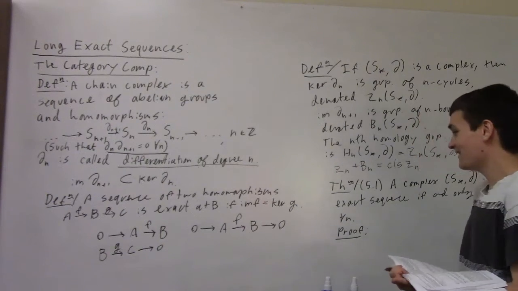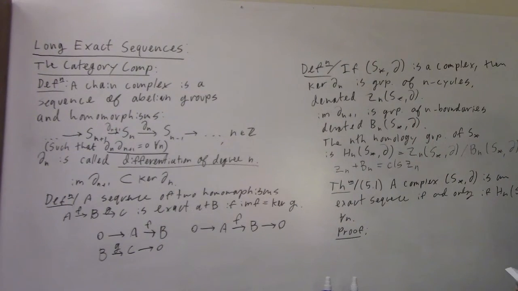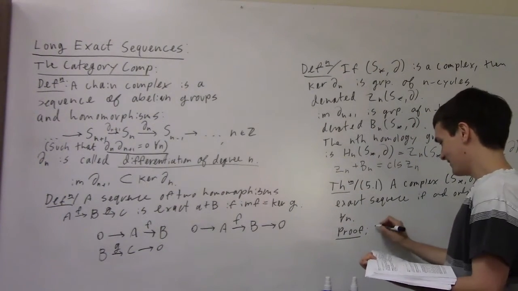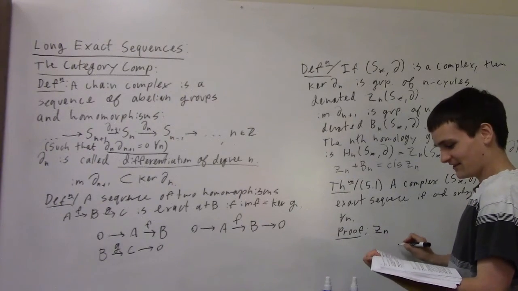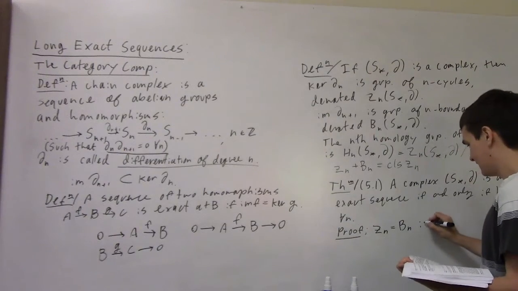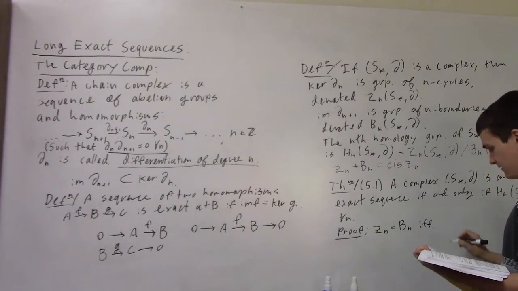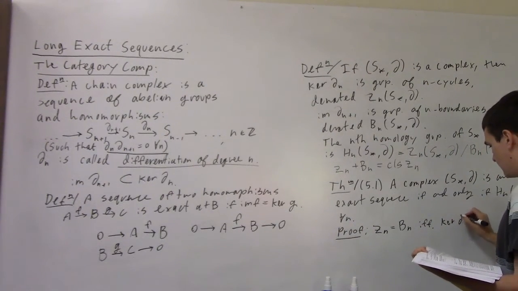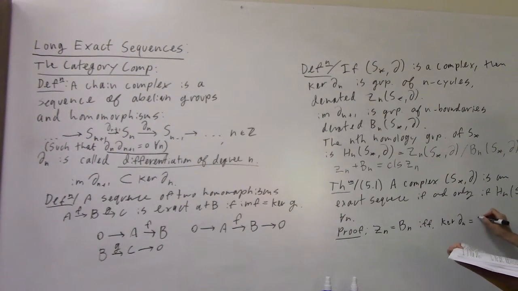I wish every proof in this chapter was like this one. That'd be nice. Unfortunately, that is not the case. Zn is equal to Bn if and only if the kernel of the nth differentiation map is equal to the image of the n plus 1 map. So their quotient is 0.